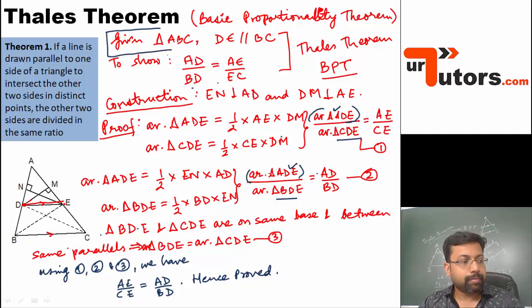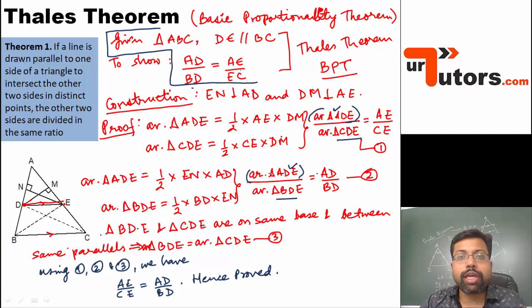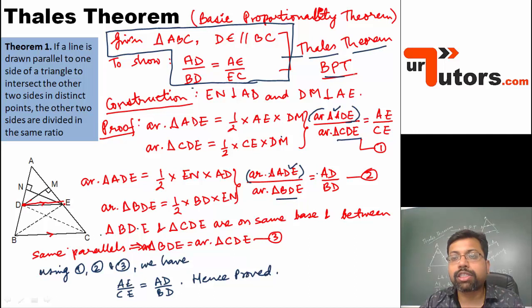ABC, if in a given triangle ABC, DE is parallel to BC, then AD by BD is equal to AE by EC. This is always going to be true as we have proved here, and this particular result is called the Thales theorem or the basic proportionality theorem. I hope you got it.